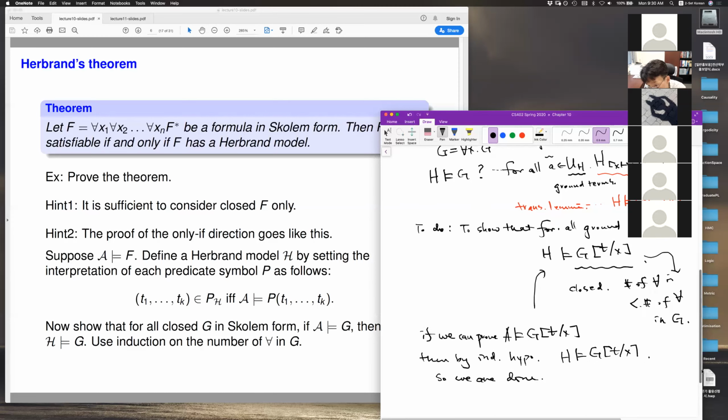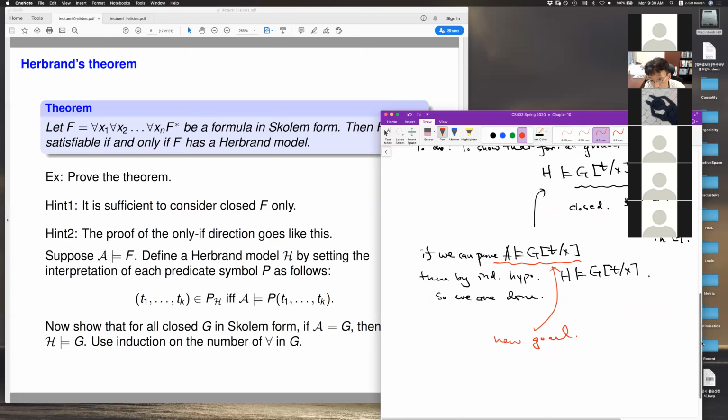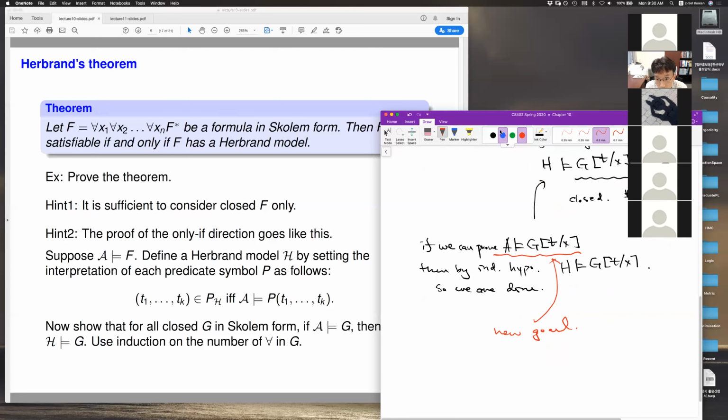So then the question becomes how we can show this property. This is a new goal, and this property is quite easy, because what we know is that A is going to satisfy for all x, G.